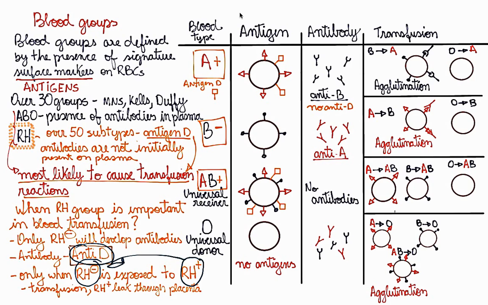But in a second pregnancy, that mom again gets exposed to a second baby that is of the Rh positive group. She will already have these antibodies present in plasma, and guess what? It will fight off that baby's blood. So once that happens, I'm going to have the same reaction that we had before. In a second pregnancy, agglutination takes place one more time.